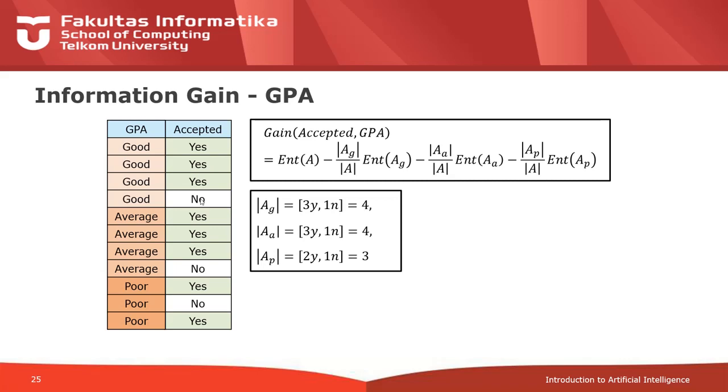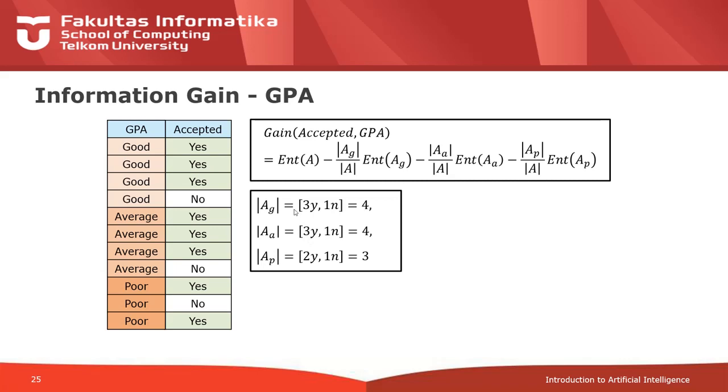This will be important later. For the GPA of good, we have 3 of yes and then 1 of no. So we will write it like this. And then in total, good, there are 4 records with good GPA. And then for average, in total, we have 4, but it's divided by 3 of yeses of the accepted and 1 of no. And then for poor, we have 3 records with poor, 2 yeses and 1 no.